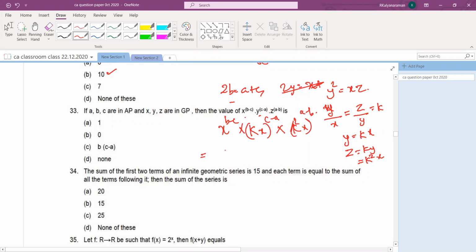So this will be totally X power 0, because when you add, this is X power B minus C plus C minus A plus A minus B. Then you have K power C minus A into K power 2A minus 2B. If you add this, you will get K power A plus C minus 2B, which is K power 0. So again, it is 1. Any doubts, please ask.